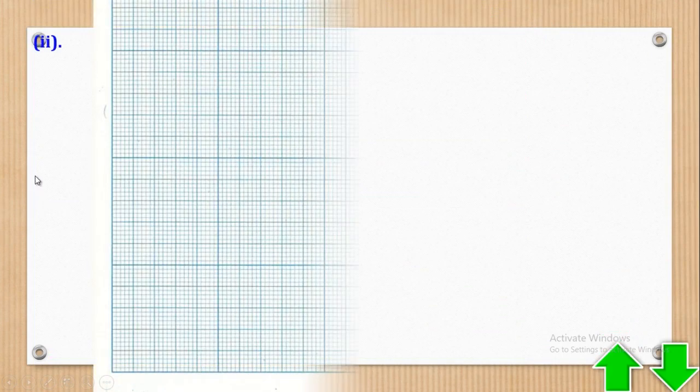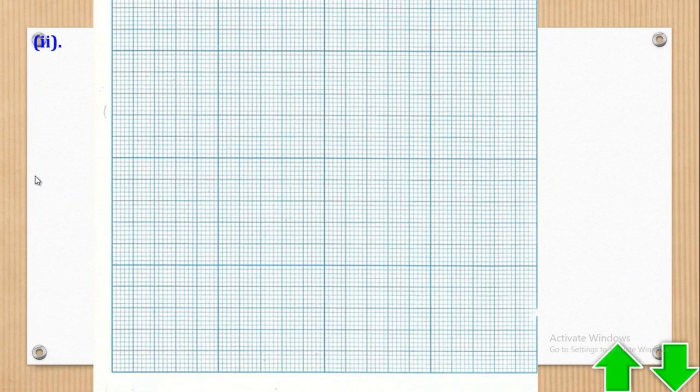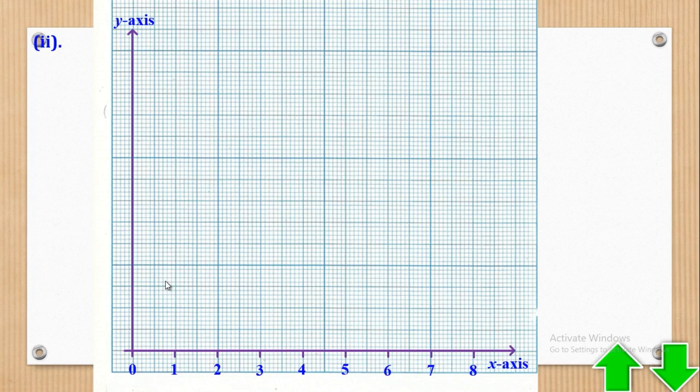So now we shall go to Roman 2. For you to plot, you have to have a graph paper. Next, you have to draw the axes. Now this side, we don't need negative values. That's why we leave 1 centimeter below on the horizontal and draw the horizontal axis, and 1 centimeter on the vertical and draw the vertical axis. Then we have to label the x-axis and y-axis. When that is done, we are going to put values for the x-axis. So let's do that. Then you also put values for the y-axis.